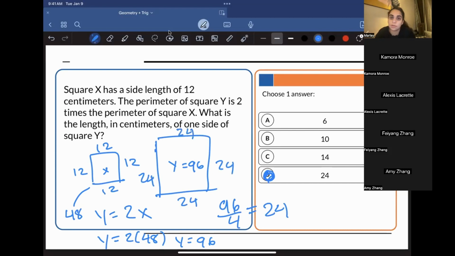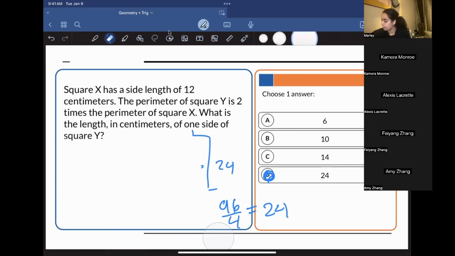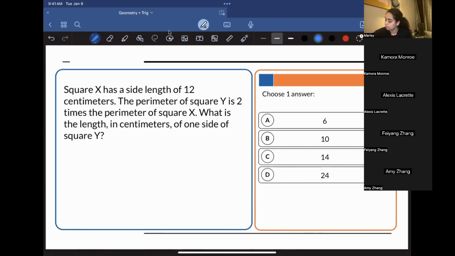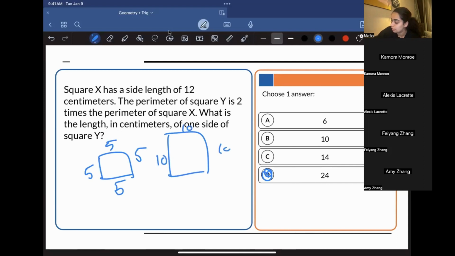And if you're really comfortable with perimeters and areas of squares, and honestly circles, another trick I'm just going to show right now that we saw from this is that it's 2 times the side of x. And so what we can do is we can just test it out. Let's say it's 5, 5, 5, 5, and our other square is 10, 10, 10, 10. This perimeter is 20 and this perimeter is 40. And so they're usually double.